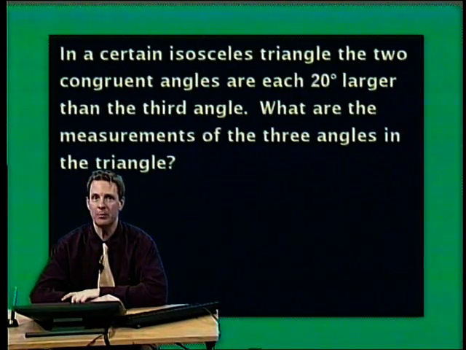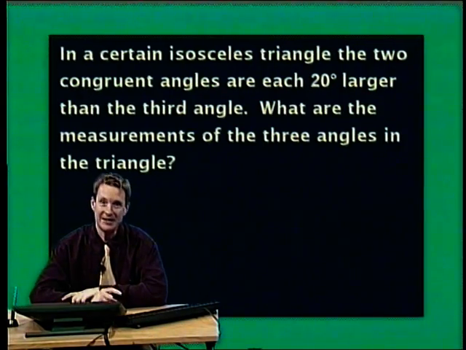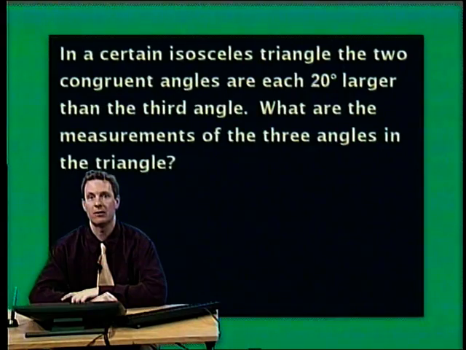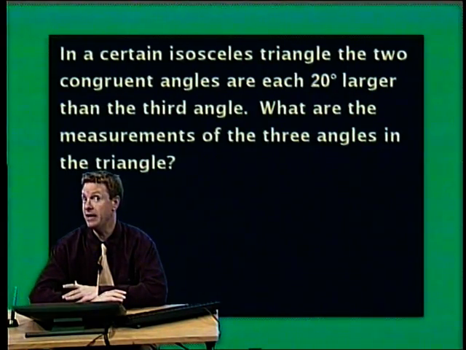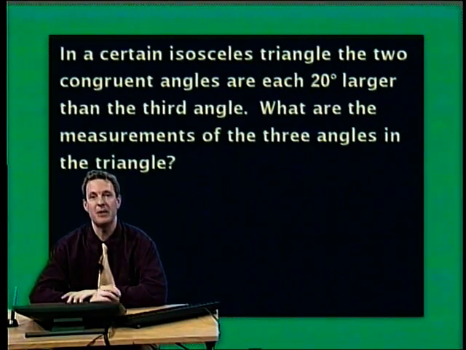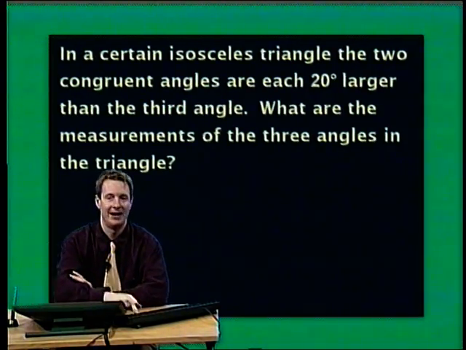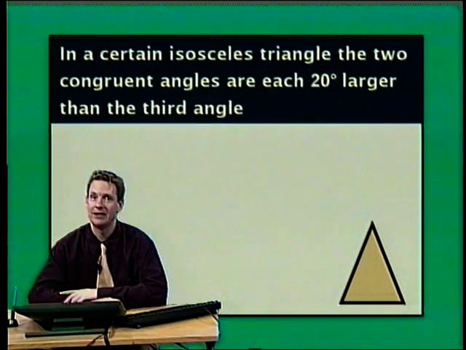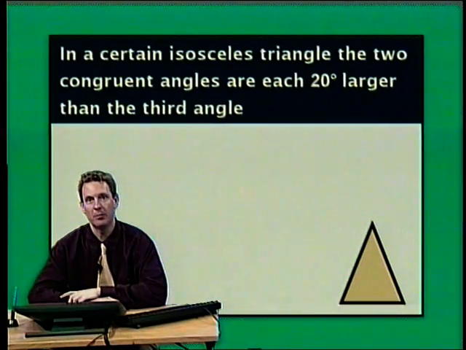Well, there's a clue in the problem. It says that an isosceles triangle has two congruent angles. Well, what if you don't know what the word congruent is? There's still another hint in the problem. They're each 20 degrees larger than the third angle. So what this all means is that congruent angles must be angles that have equal measure, and an isosceles triangle is a triangle that has two congruent angles. So I've gone ahead and computer sketched a little isosceles triangle to help us think through the problem.